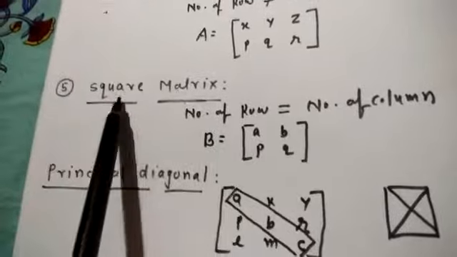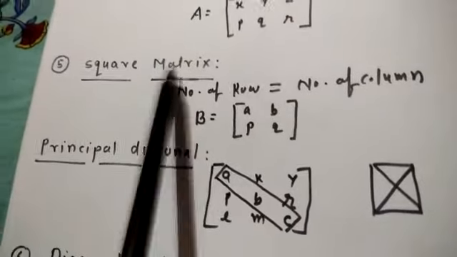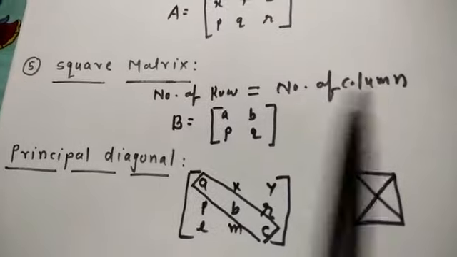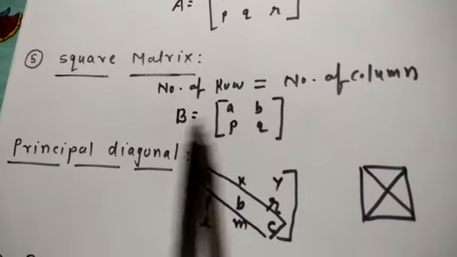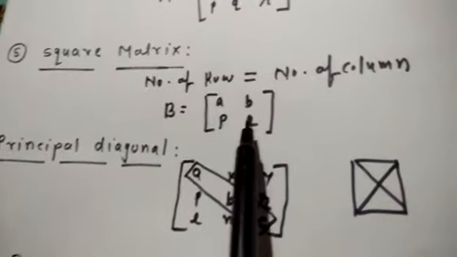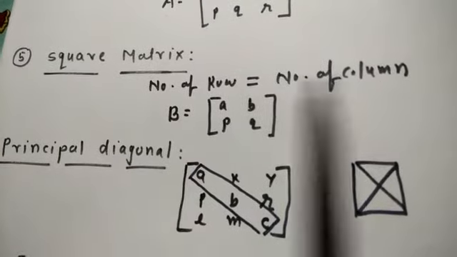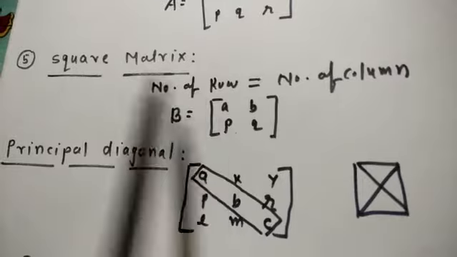Next type is square matrix. The definition of square matrix is number of rows should be equal to number of columns. The example is B. In this matrix B, 1, 2, there are 2 rows, 1, 2, there are 2 columns, means number of rows equal to number of columns. It means it is a square matrix.